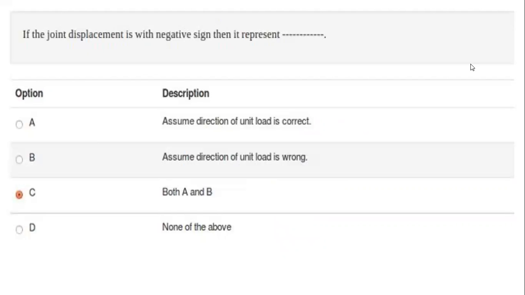Next, if a joint displacement of a truss has a negative sign, it represents the following. If you get the value of delta for a particular truss and the answer is, suppose, negative 5 mm, it may be vertical or horizontal. That negative sign indicates that after application of summation PKL by AE, if your delta is minus, that minus sign indicates our assumption about the direction of unit load is wrong.